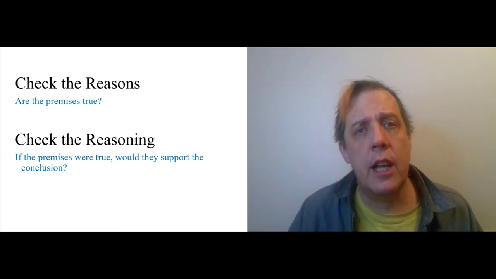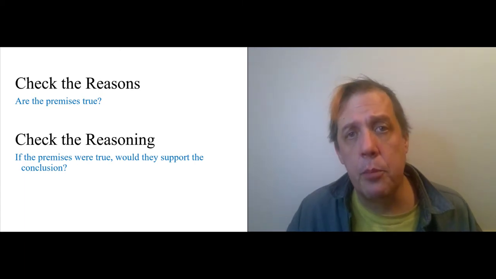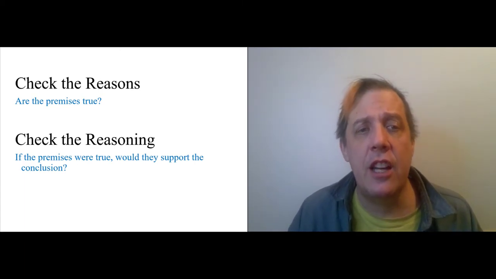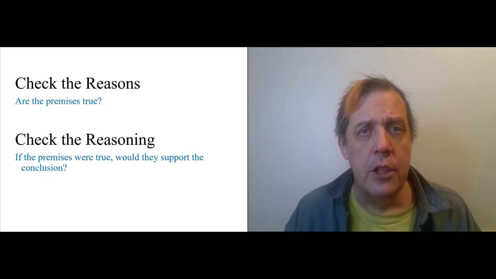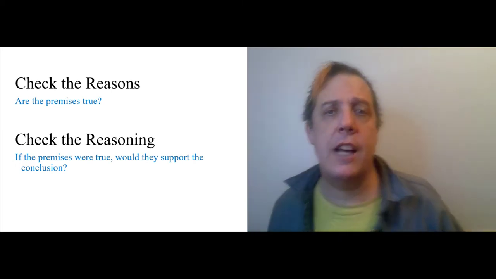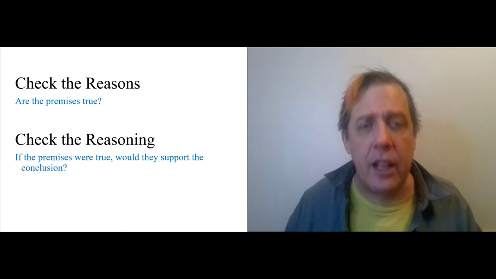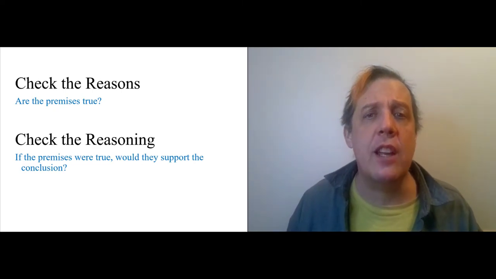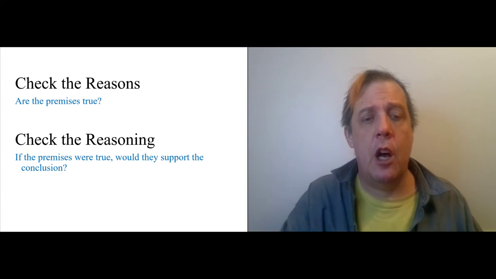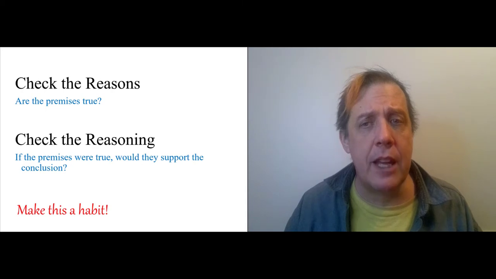Whenever you encounter an argument, you want to check the reasons. Are the premises true? And then you want to check the reasoning. If the premises were true, would they support the conclusion? So you can always ask yourself these two separate questions. And it's good to keep them separate, right? One is about truth, and one is about the strength of an inference. And so, my basic rule for becoming a critical thinker is to make this a habit.